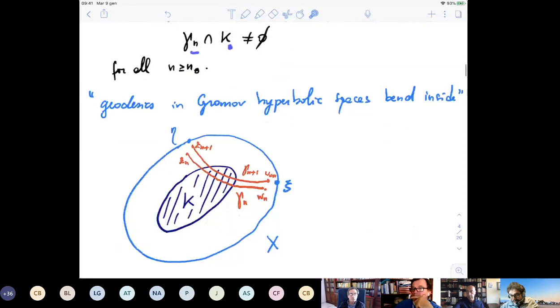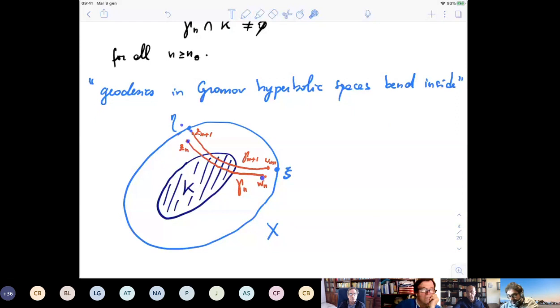So here is the picture. I have eta and xi, and the sequence Zn converging to eta, Wn converging to xi. So if I consider the geodesic joining Zn with Wn and the next one, all of these geodesics should intersect a fixed compact set K, which depends only on eta and xi. So it means that the geodesic bends inside.